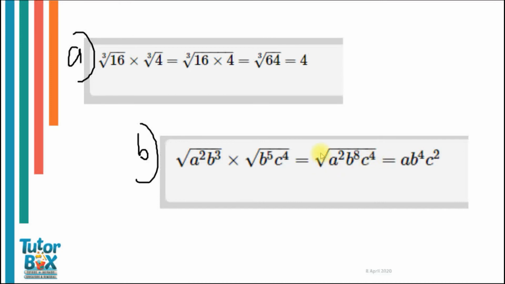Right. And then now you take the square root here. Right. So we have the square root here of A squared. These two cancel out. So you're left with your A. And then you have your B8. And then you have your square root of B8. And then you also have your square root of C4.